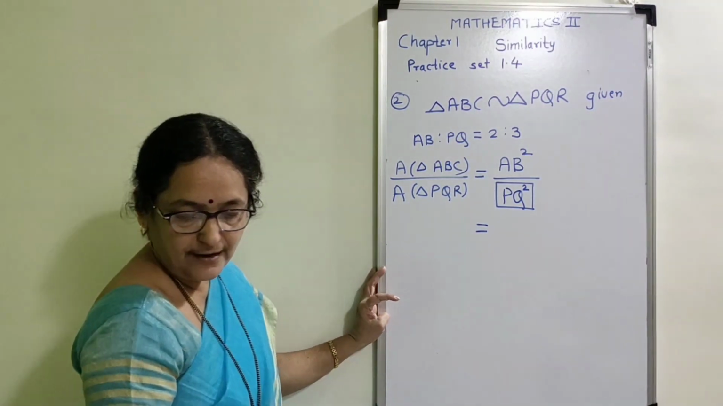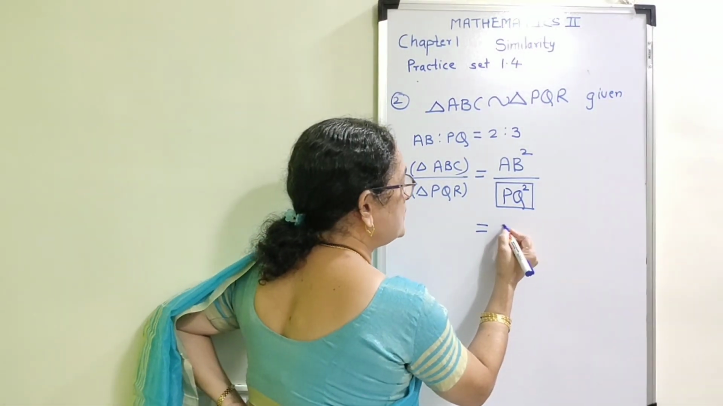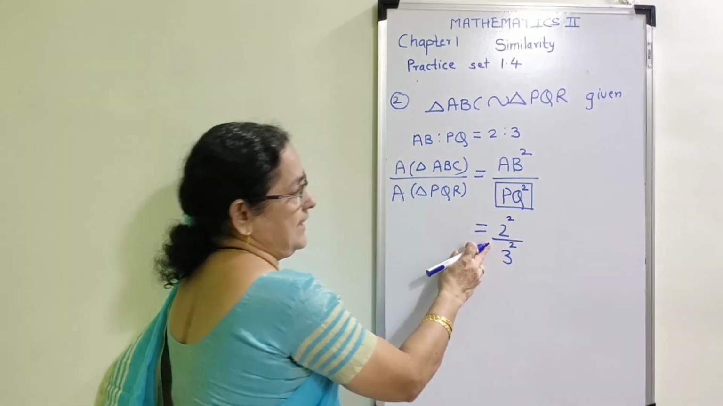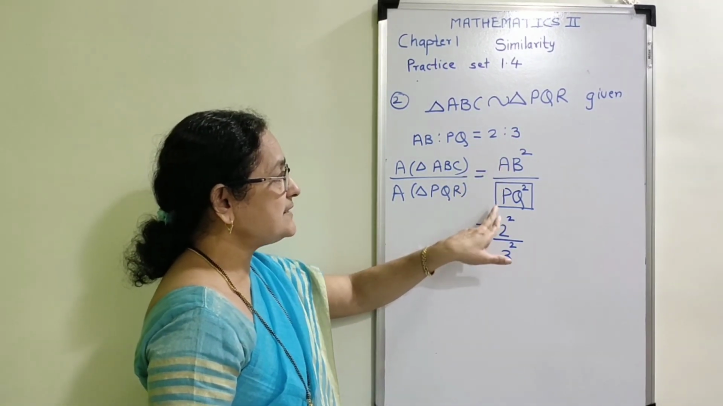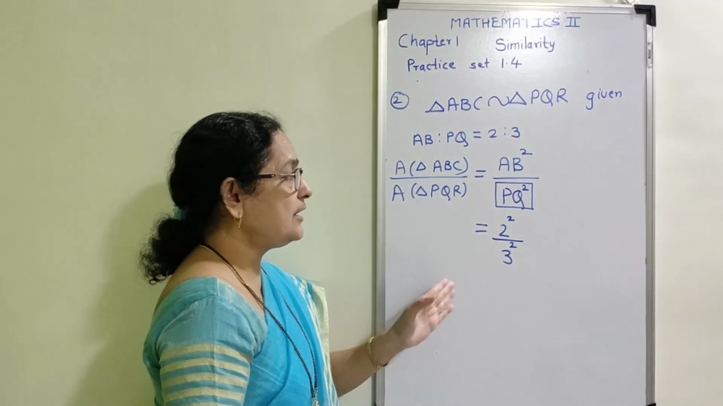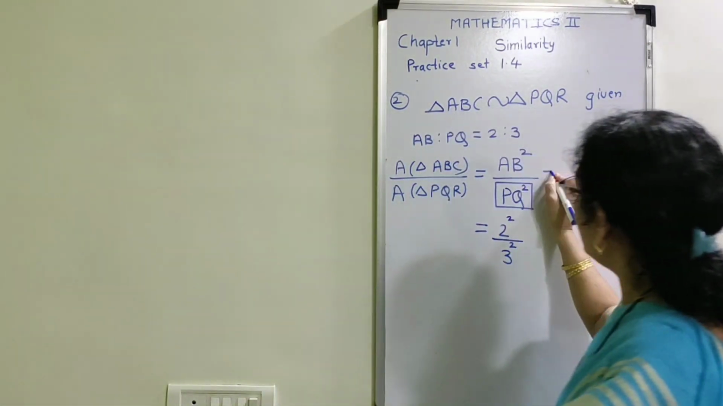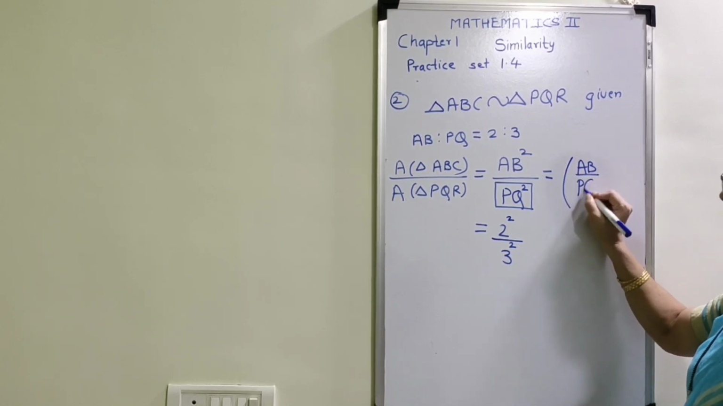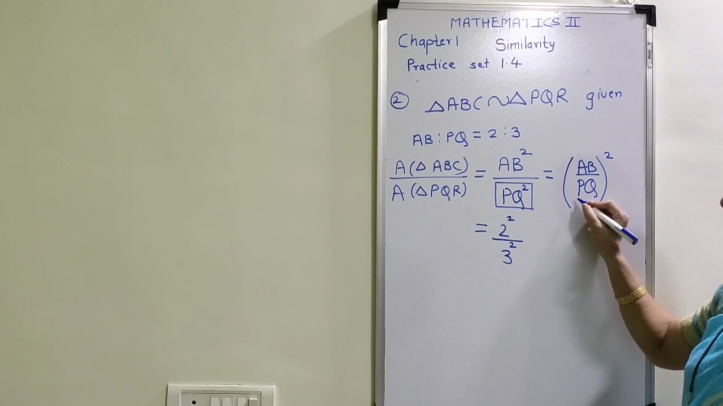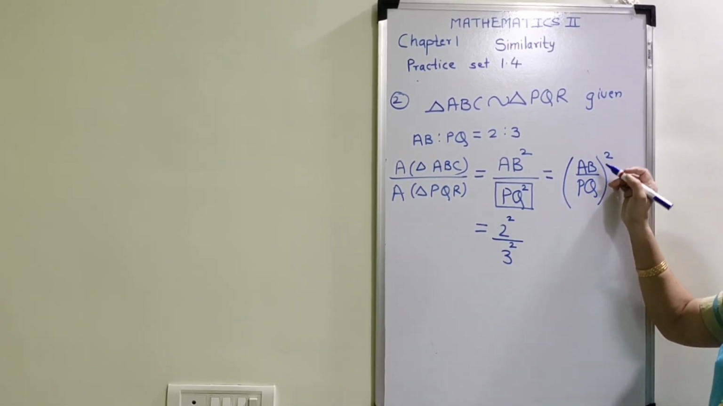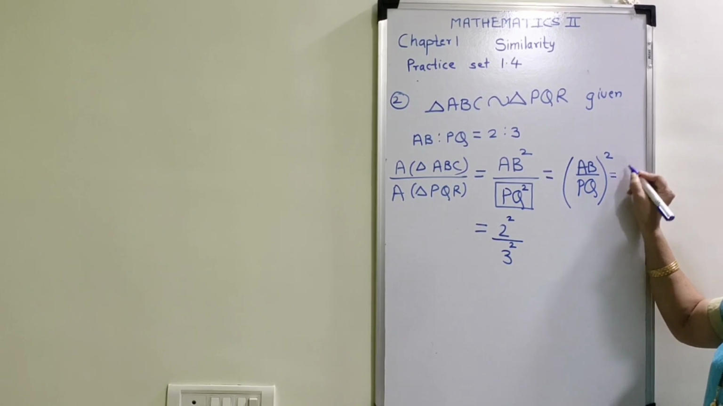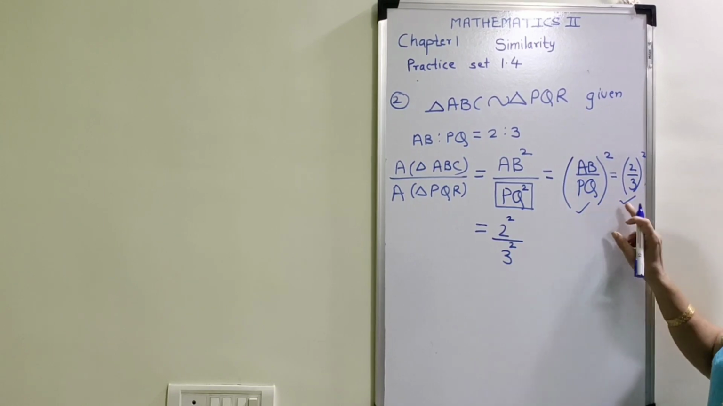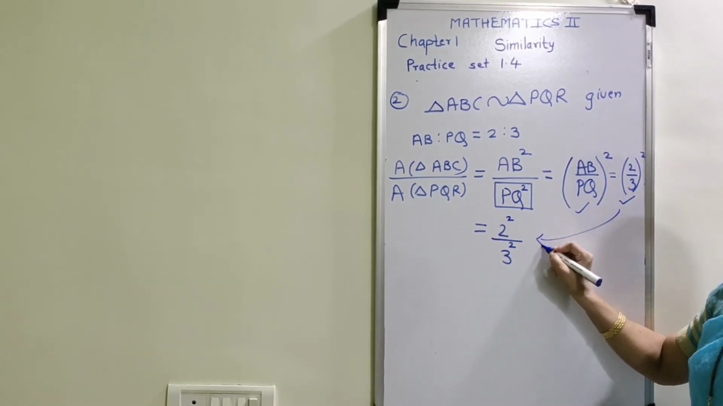In our textbook, they have directly given the step that 2 square upon 3 square. But they have not substituted the values AB is equal to 2 and PQ is equal to 3. Here also you are going to write two steps that is equal to AB upon PQ. Don't write these steps, but I am going to explain you. No need to write these steps, but these are AB upon PQ the whole square, that is equal to 2 upon 3 the whole square. No need to write these two steps. Then afterward these steps come.